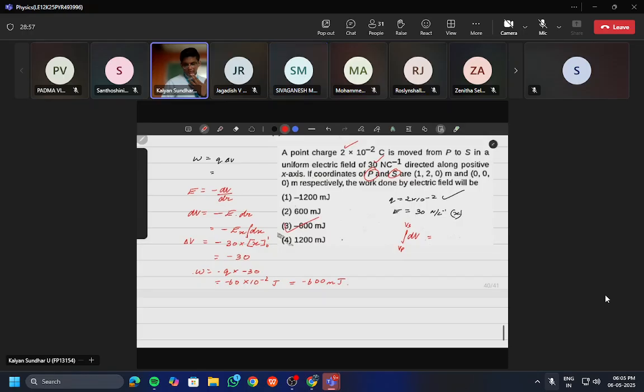Yes sir. They asked for the work done by the electric field. The electric field will just repel that charge. Correct? Work done is what you do in the opposite direction. So if you do it opposite to that, you will get it as positive. But the electric field will be in the opposite direction, so the negative of that is more. Okay sir. Okay. Thank you sir.